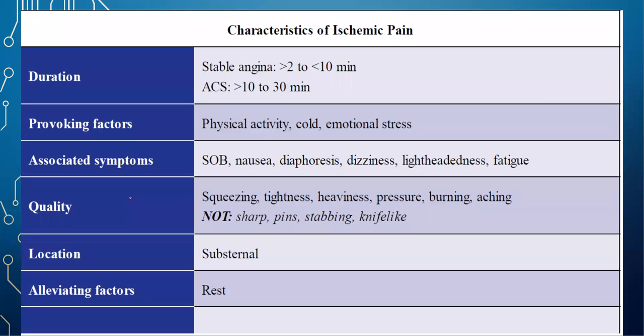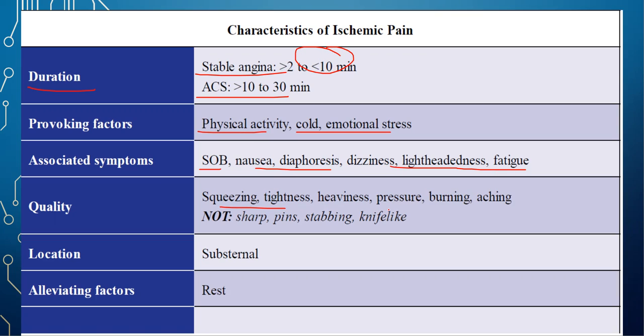Now, coming to the characteristics of ischemic chest pain. We know that duration is one important thing. Normally we say that stable angina chest pain lasts less than 10 minutes. Anything more than 10 minutes, we are worried that it could be an acute coronary syndrome. Most of the time, the provoking factors are physical activity, cold, or emotional stress. Along with the pain, the patient can also complain of shortness of breath, nausea, excessive sweating, dizziness, lightheadedness, or fatigue.